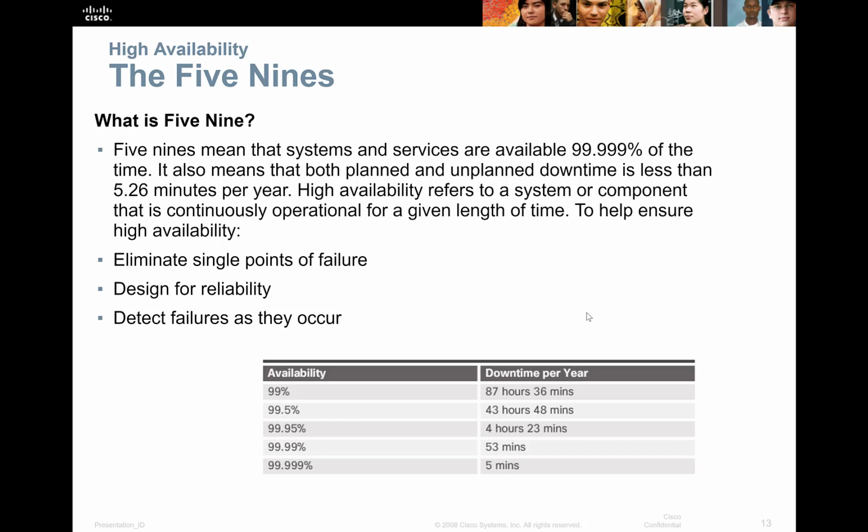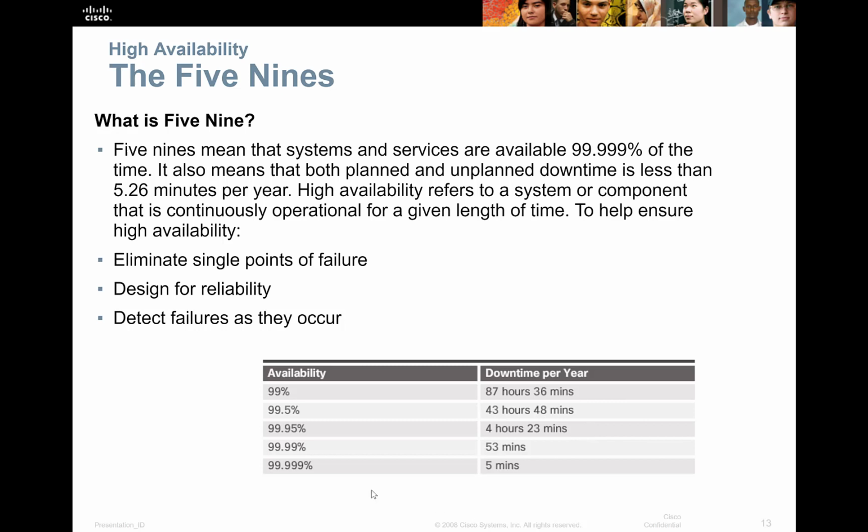So if you have a system like that on your network, let's say it monitors weather, temperature, lights in a certain area, or sprinkler systems, depending on the industry that you're in. Those systems that control those things don't have to have five nines of availability. Those can have some downtime.